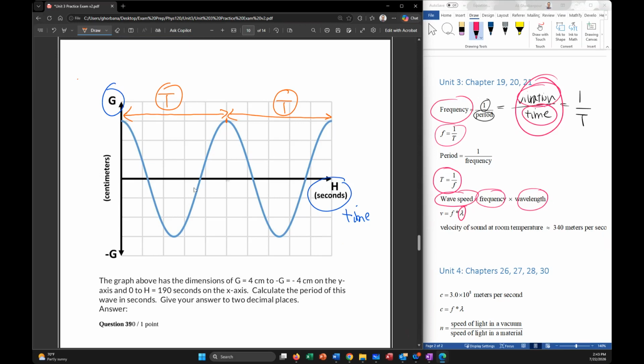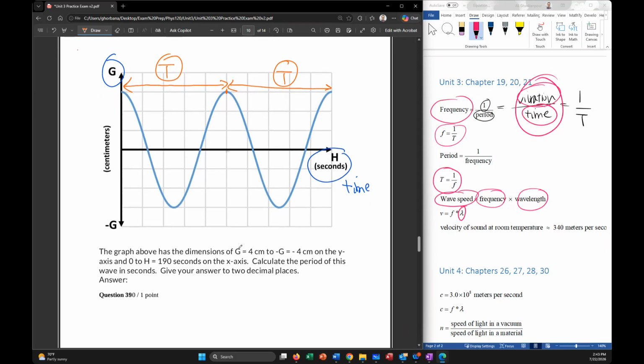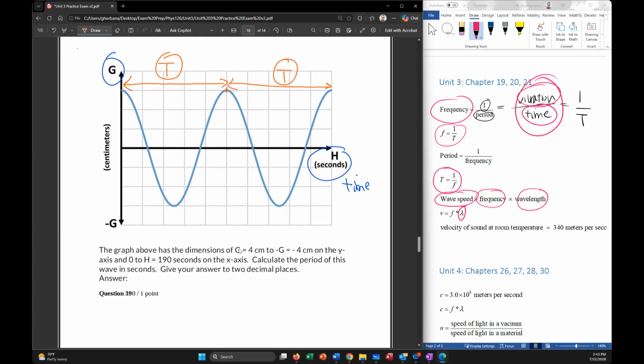And the question is telling that calculate the period. Okay, from here to here is how many seconds? It's telling that the horizontal axis, which is representing the time, is changing from 0 to 190. From here to here is 190. Okay, how many T is 190?